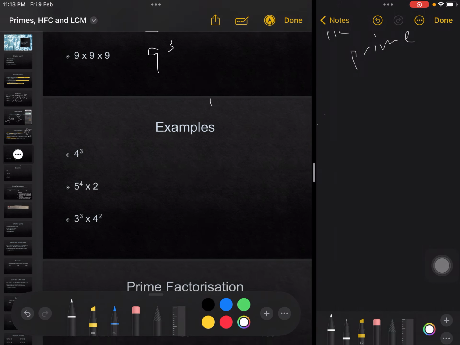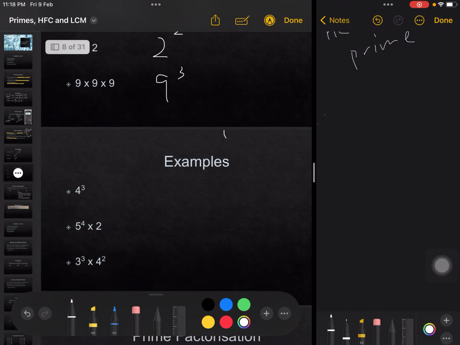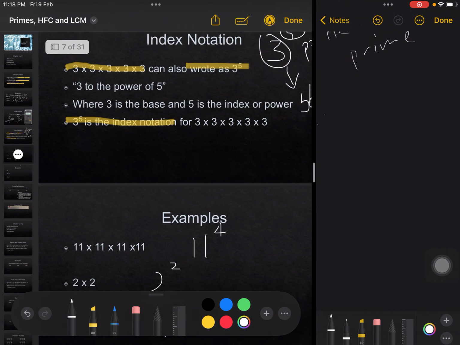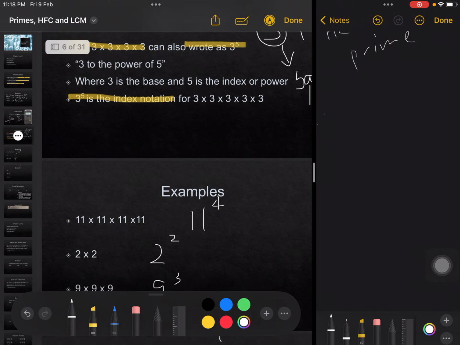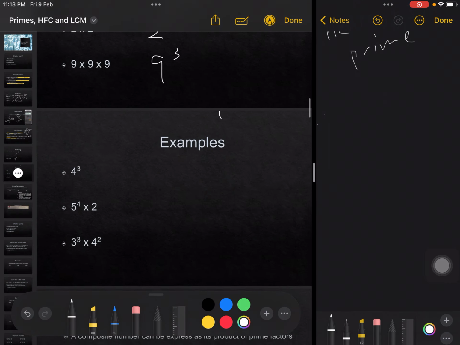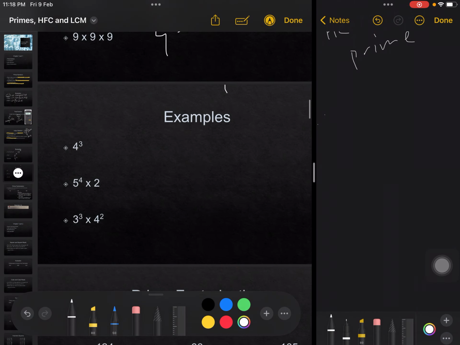Okay, how about writing this into your expanded form. So 4 to the power 3 equals 4 times 4 times 4. Okay, 5 to the power 4 will be 5 times itself 4 times, 5 times 5 times 5 times 5.